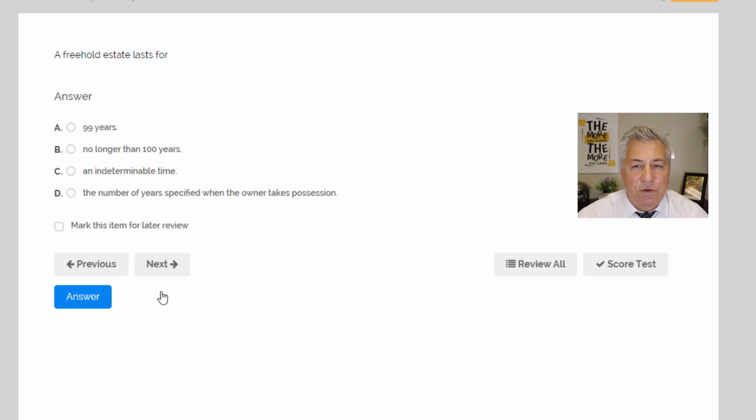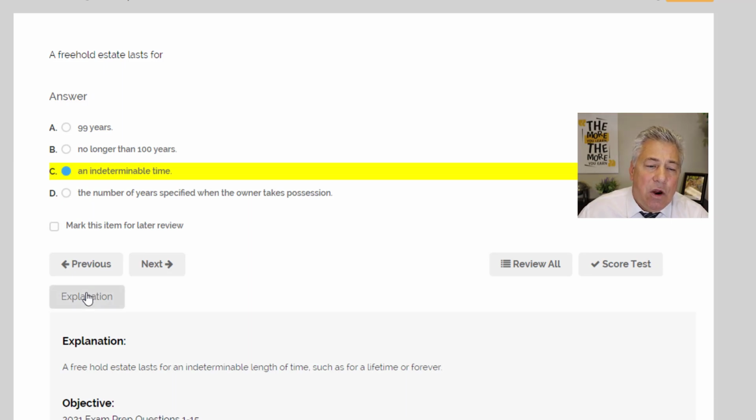Well, freehold is ownership. And what do we know about ownership? Ownership lasts for an indeterminable length of time. Normally, if the use of the time of the property can be measured, it's not a freehold estate, it's a leasehold estate. If it's your property, but just for the next 5 years, you don't own that property, you're renting that property, because a freehold estate lasts for an indeterminable length of time.